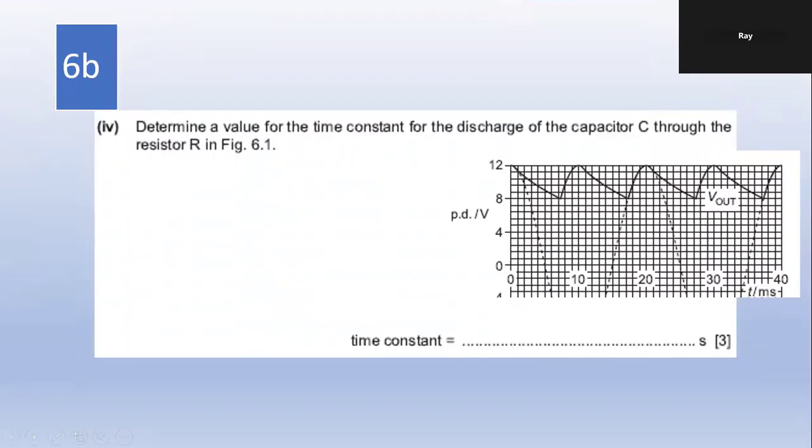Usually they will ask you about discharging, partly because discharging came into the new syllabus. So they might have combined them together and test you. Determine the value for the time constant for the discharge of the capacitor C through the resistor R. Okay, how do I do that? How to find the time constant?